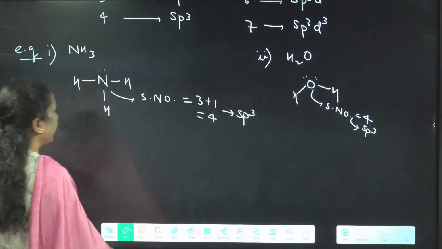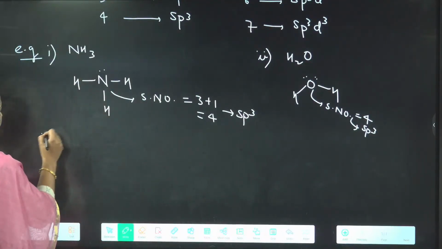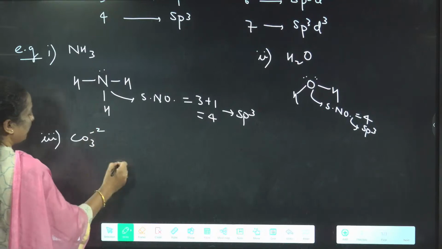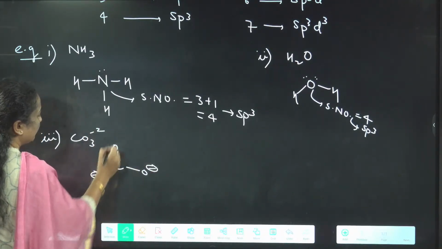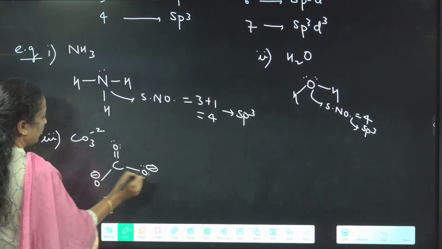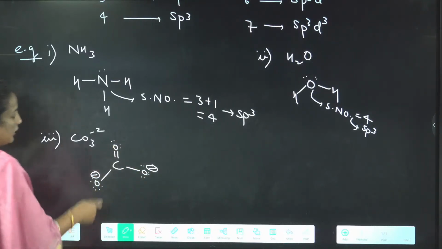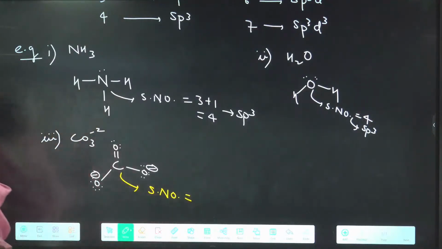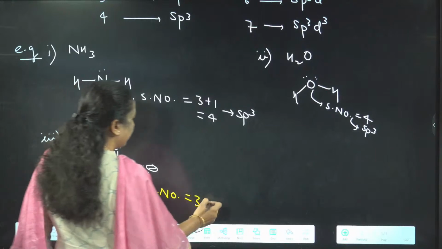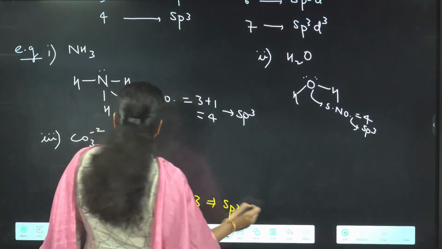Now, if I give you something like CO3 2-, remember we have drawn the structure like this: O minus here, O minus here, putting the lone pairs like this so that the octet is completed, right? Now what is the steric number for this? It is basically 3. So if it is 3, then it is going to be sp2.